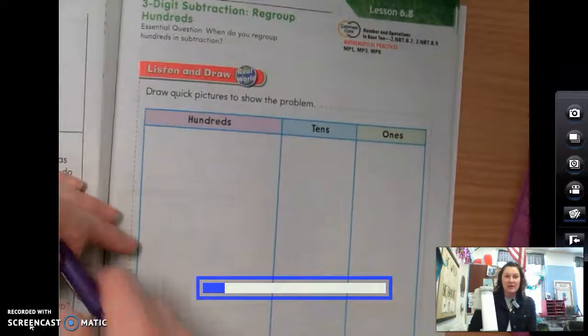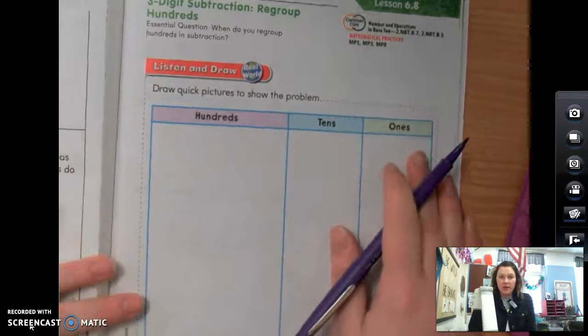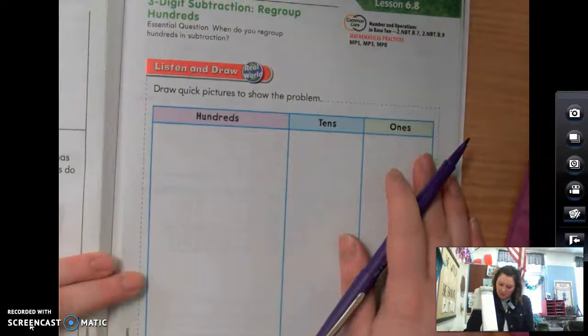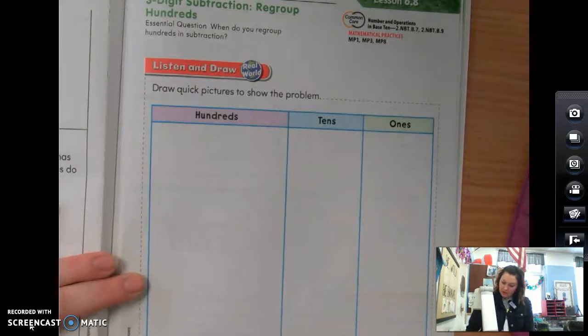We're going to do 6.8 math lesson, 3-digit subtraction. Today we're going to regroup the hundreds into the tens place. Let's warm up our brains here. The reading club has 349 books. 173 of the books are about animals. How many books are not about animals?